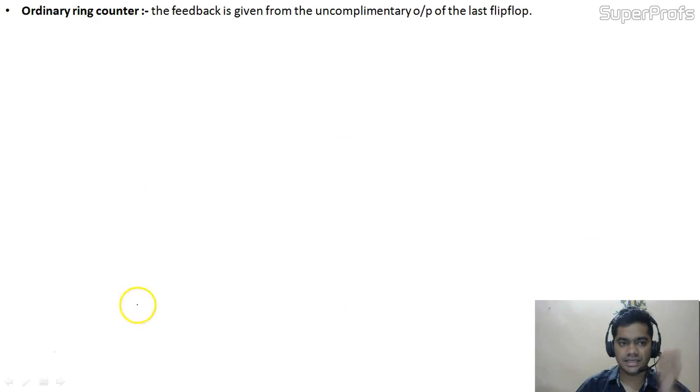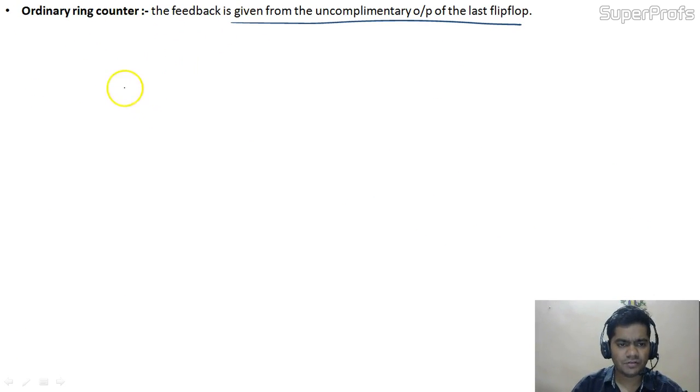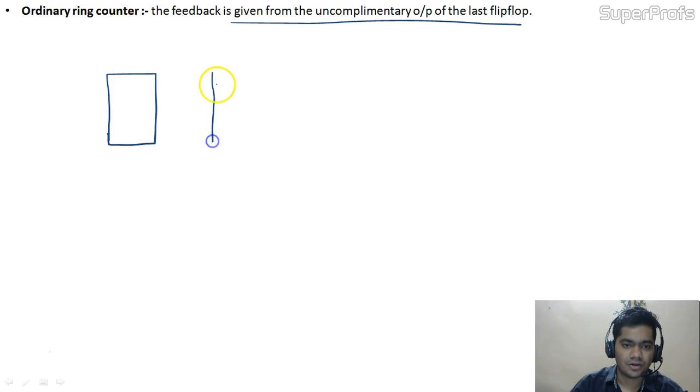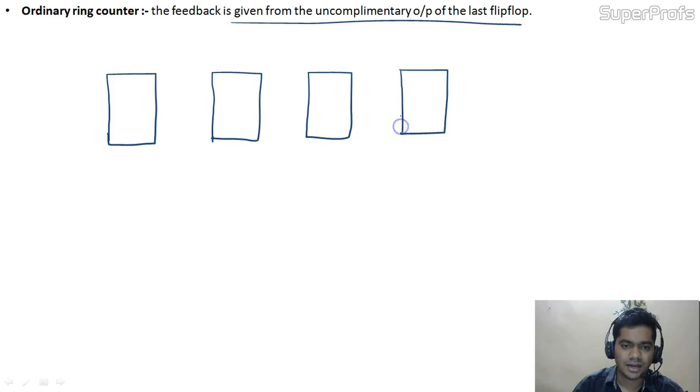Now we are going to see the ordinary ring counter. The feedback is given from the uncomplemented output of the last flip-flop. What we have done in the Johnson's ring counter is that the feedback was given from the complemented form. But in this counter, we are not giving the complemented form of the output to the feedback. We are giving the uncomplemented form, or we can say the normal form that is available from the last flip-flop.